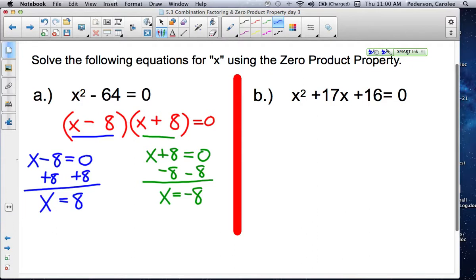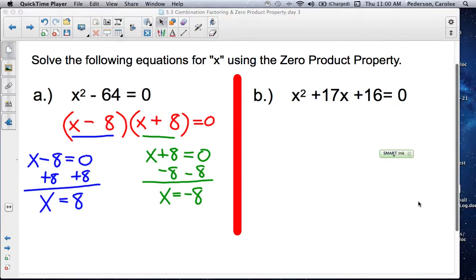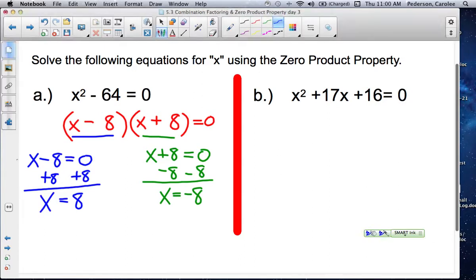All right, let's go over to example B. Go ahead and write down example B. We want to solve this equation for x. So now we have a trinomial. Its leading coefficient is 1. So we're going to use the T-chart method. So we set up our T-chart. And we say, what are the factors of C? So what are the factors of 16 that sum to the middle term, B, which is 17.